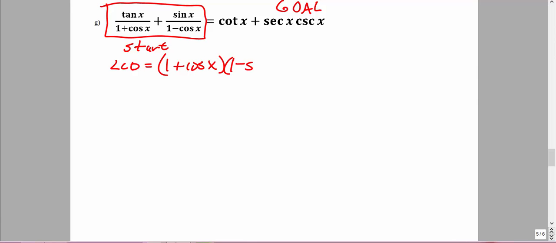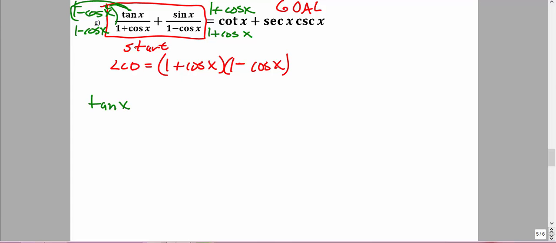So that would be 1 plus cosine x times 1 minus cosine x. So we're going to multiply those denominators times each other. And of course, whatever I do to the bottom of a fraction, I have to do the same thing to the top. So multiplying across the top, I would end up doing a distribution. So that would be tangent x times 1, tangent x times minus cosine x, so that would be minus tangent x cosine x.